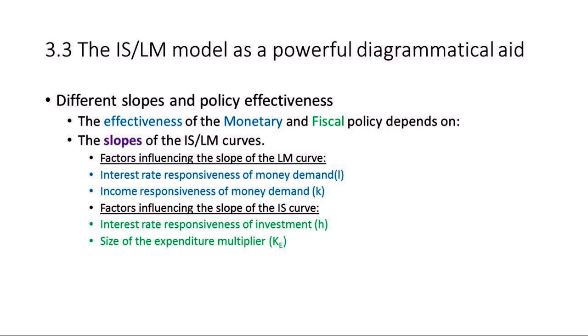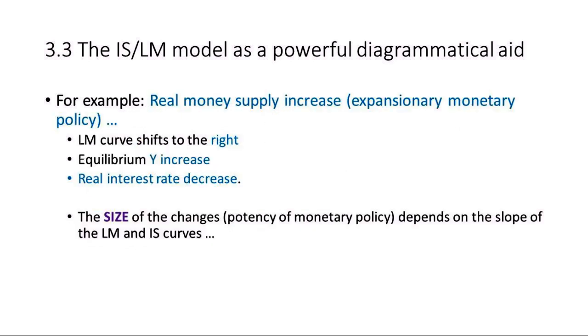In a similar fashion, if there's a change in interest rate, by how much does investment change? And if there's a change in investment, what does the expenditure multiplier look like? These factors influence the slope of the IS curve. And we can take you through an example showing differences in impact of a specific policy depending on these slopes.